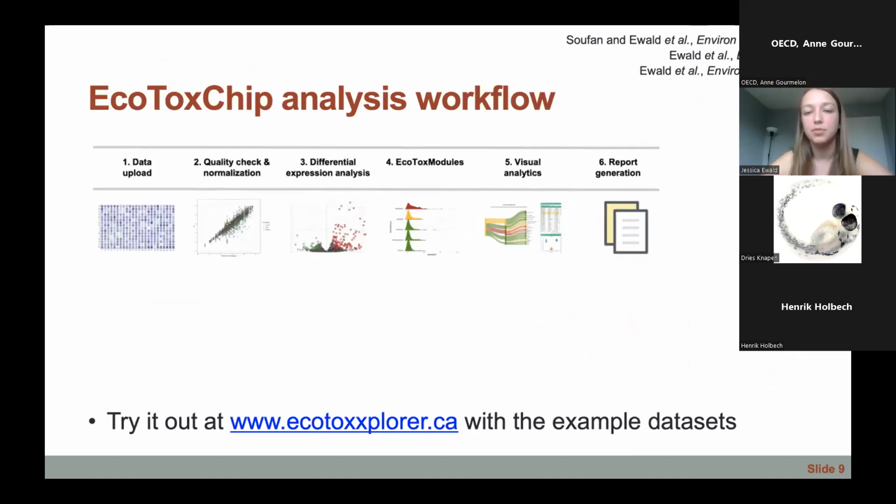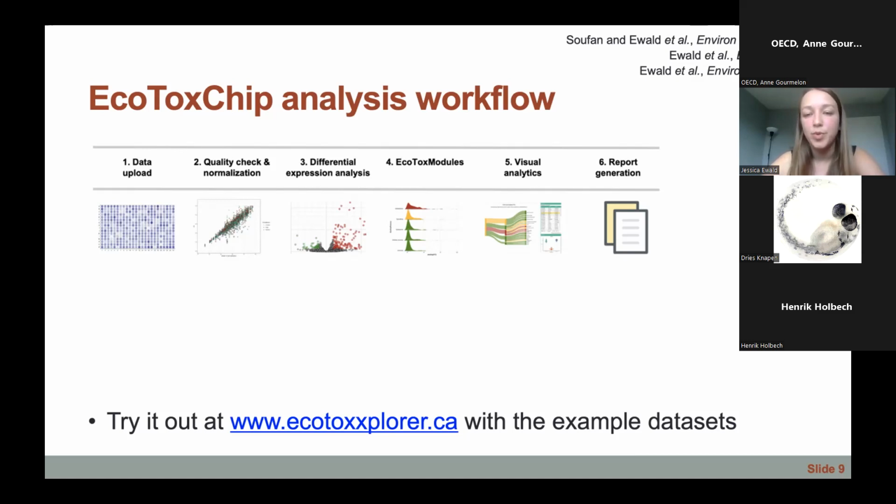So in Ecotox Explorer, there are 6 main steps. The first is data upload, where CSV files that are generated by the qPCR machine are just dragged into the web tool. Next, the software runs the user through a series of steps related to quality check and normalization. Next, you perform differential expression analysis to identify the genes that are up and down regulated in that particular data set. Each of the genes is organized into these higher level Ecotox module gene sets that are designed to give an overview of the major biological processes that are impacted by chemical exposure.